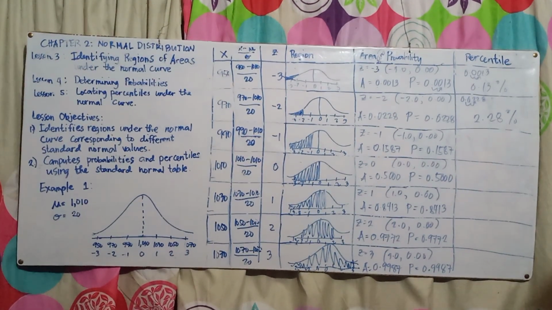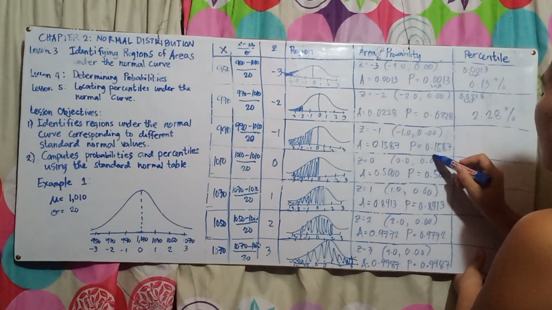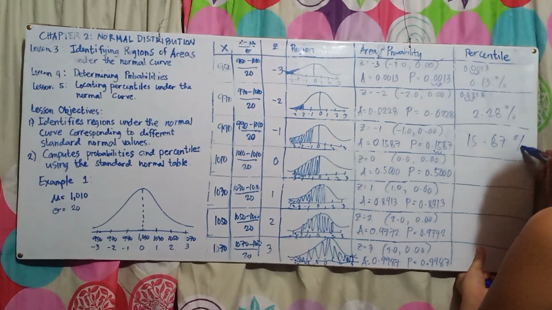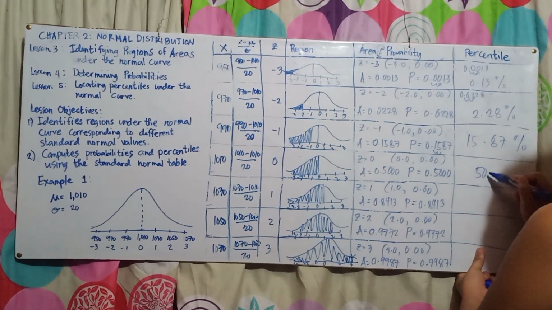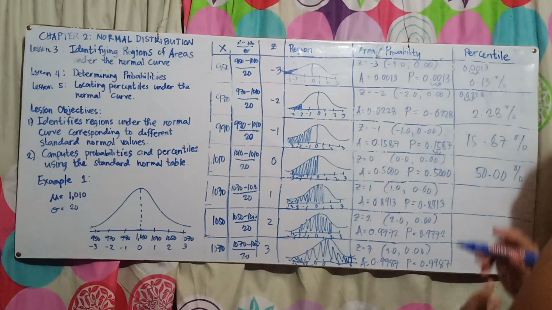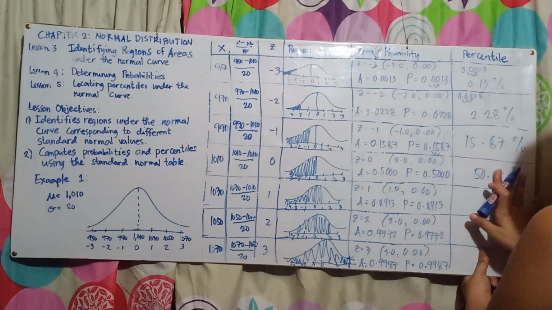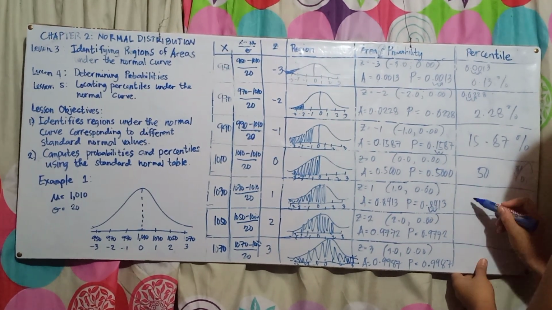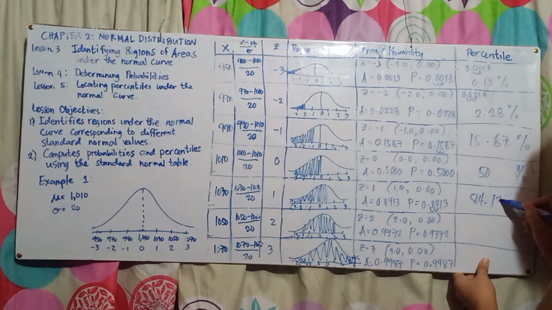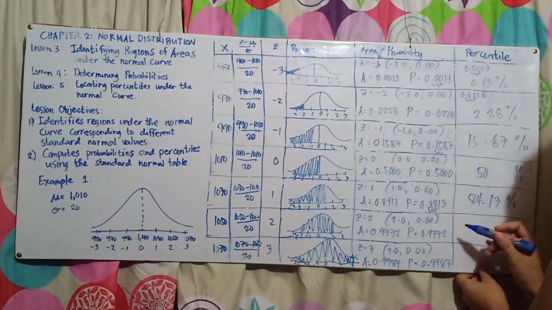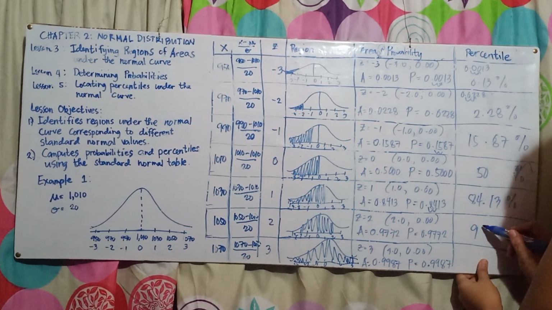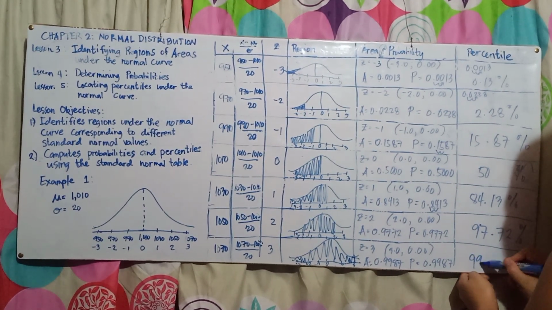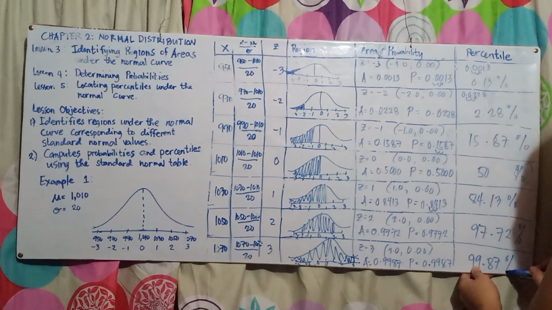Next, percentile. Just move it 2 decimal places. So, it becomes 15.87%. This one, 50.00%, or it can be 50%, because zero has no decimal. This one, move 2 decimal places, 84.13%. This one, 97.72%. This one, 99.87%.